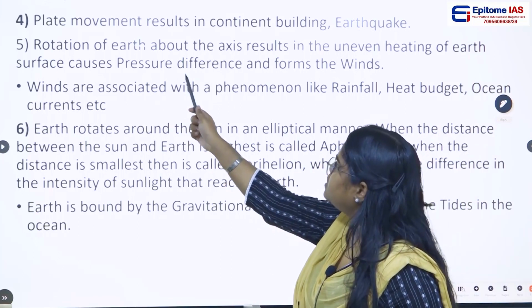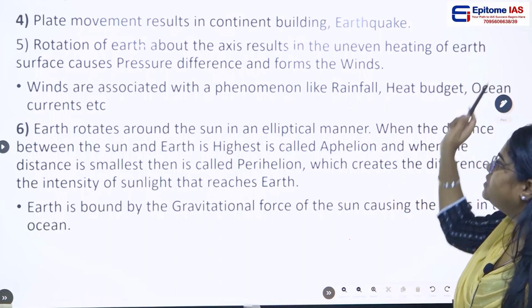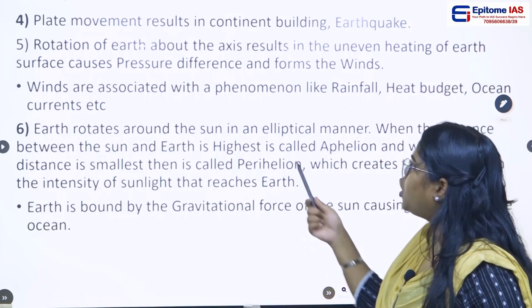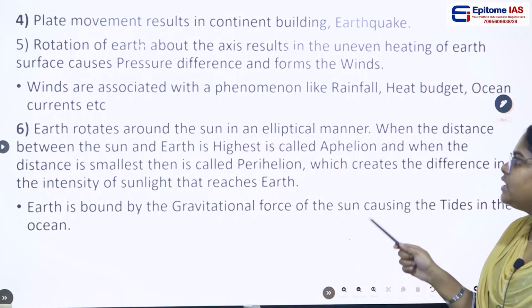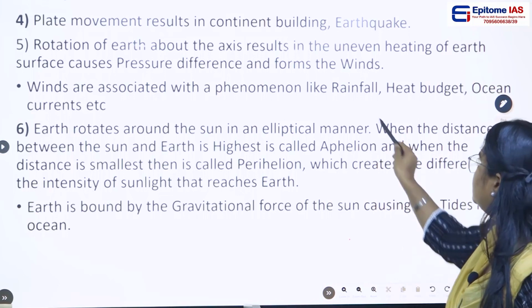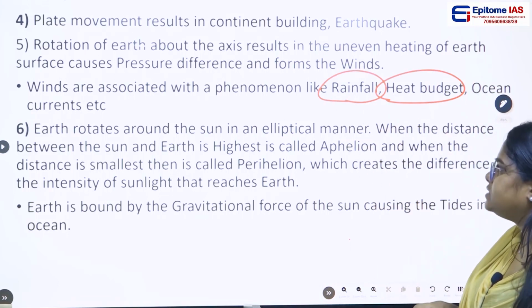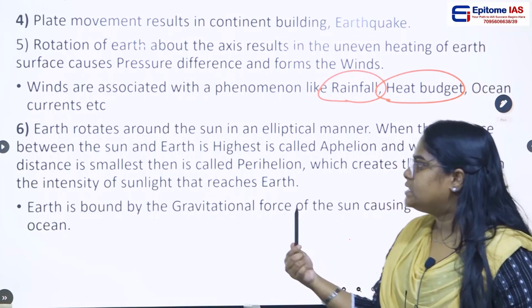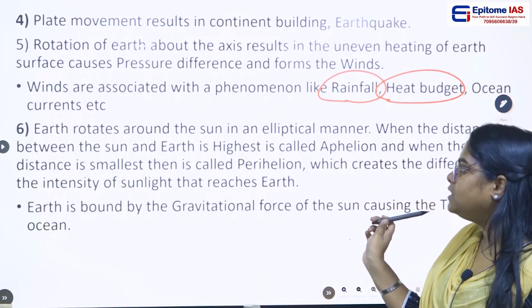Then rotation of Earth about its axis results in the uneven heating of the Earth's surface, which causes pressure difference and forms the winds. And these winds are associated with phenomena like rainfall, heat budget, and ocean currents, etc. So rotation of Earth is also responsible for the changes in the surface of the Earth.